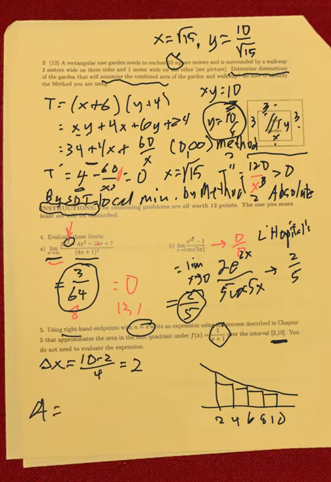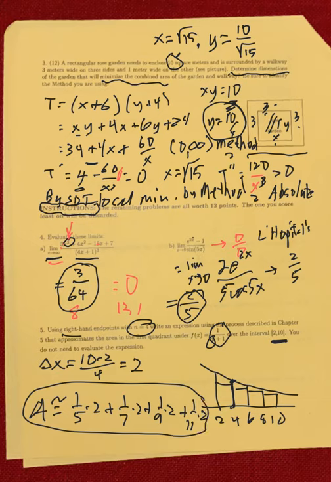And our approximation is the height of the first one, the functional value at 4, which is 1/5, right? Plug it in, add 1, times 2, the width. And then the functional value at 6, it just goes up by 2, 1/7 times 2, plus 1/9 times 2, plus 1/11 times 2. And there is our answer. And I did say you do not need to evaluate the expression. So there you have it.